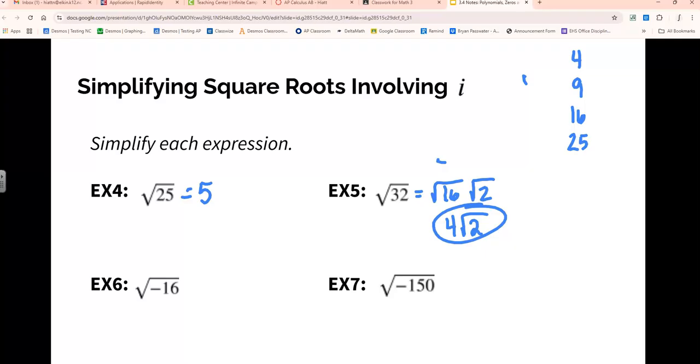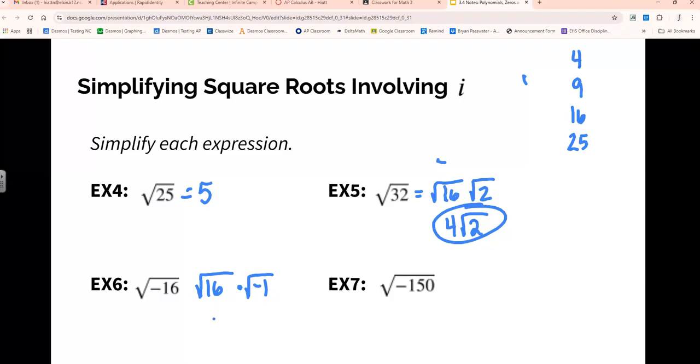Now, number 6. 16 is a perfect square, but is negative 16 a perfect square? It is not. No number times itself will give you a negative number. So when I have a negative under the square root, I have to treat that as a times negative 1. I'm thinking I've got the square root of 16, which is a perfect square, multiplied by the square root of negative 1.